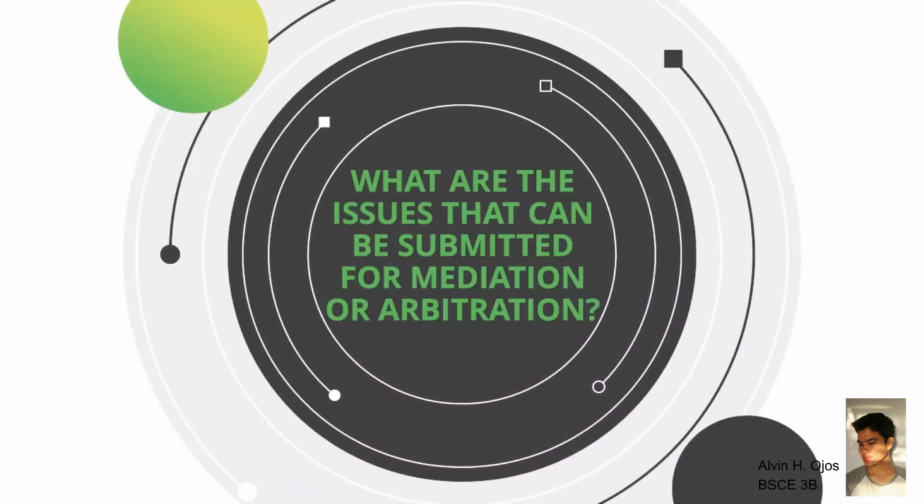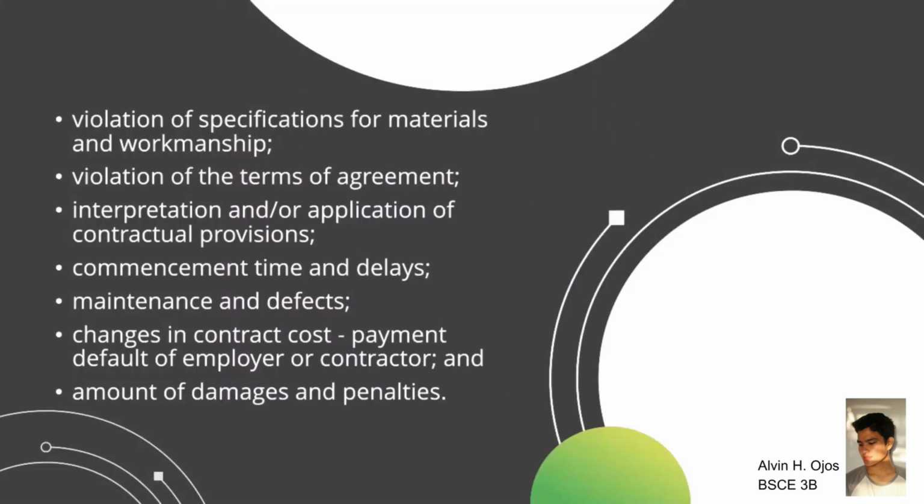What are the issues that can be submitted for mediation or arbitration? The jurisdiction of the CIAC may include, but is not limited to, the following. First is the violation of specifications for materials and workmanship, violation of the terms of agreement, interpretation and/or application of contractual provisions, commencement time and delays, maintenance and defects, changes in contract cost, payment default of employer or contractor, and the amount of damages and penalties.